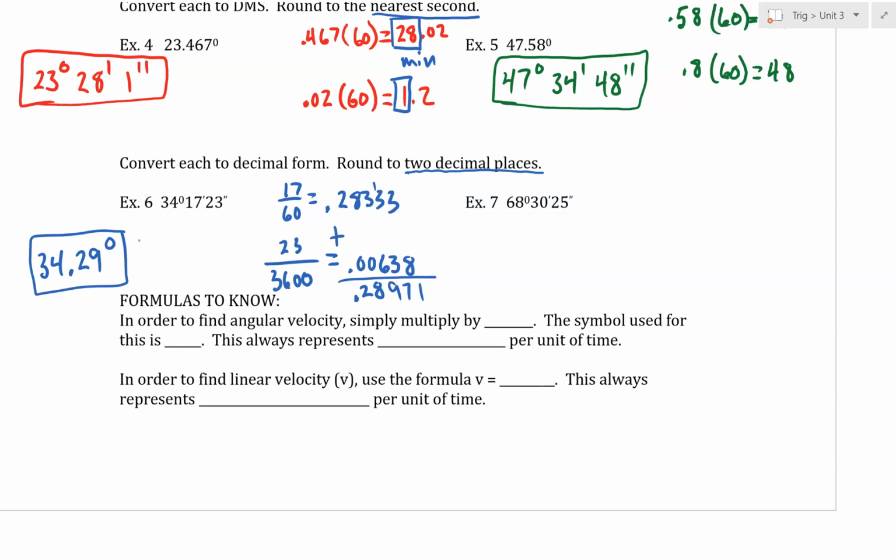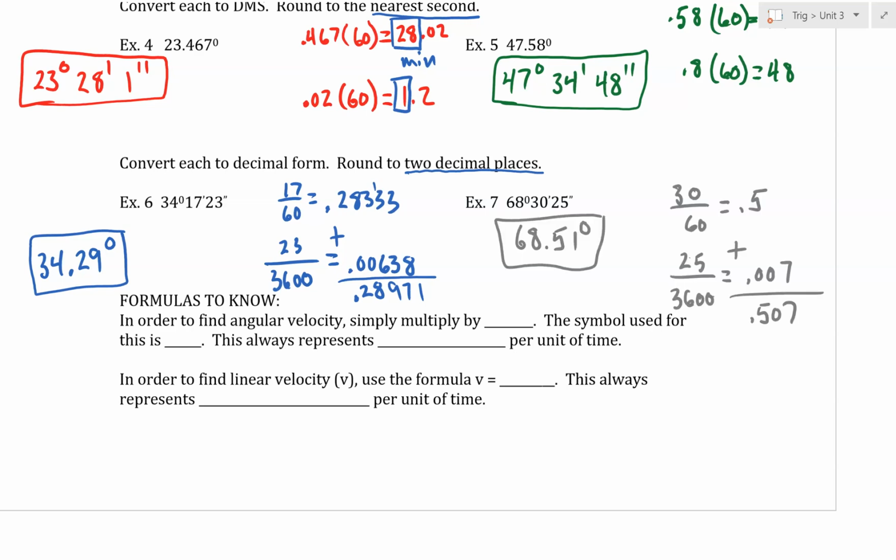Go ahead and work out this next one, and then I will come back. Pause and do it yourself. Okay, hopefully we see that that's the answer, 68.51 degrees, rounded to 2 decimal places. Like I said, pretty straightforward math. You just got to know when to multiply and when to divide and what you're multiplying and dividing by.